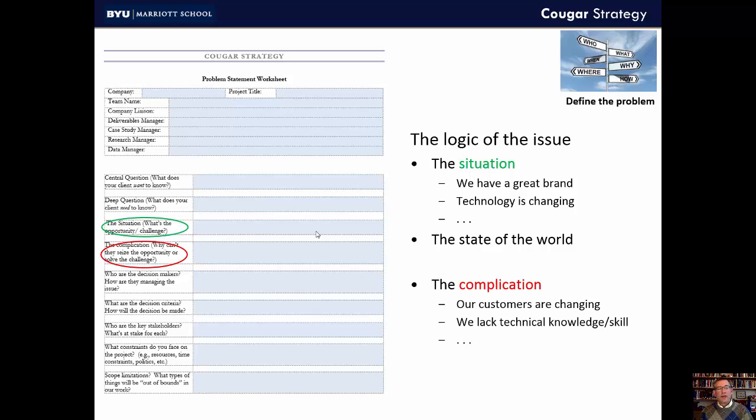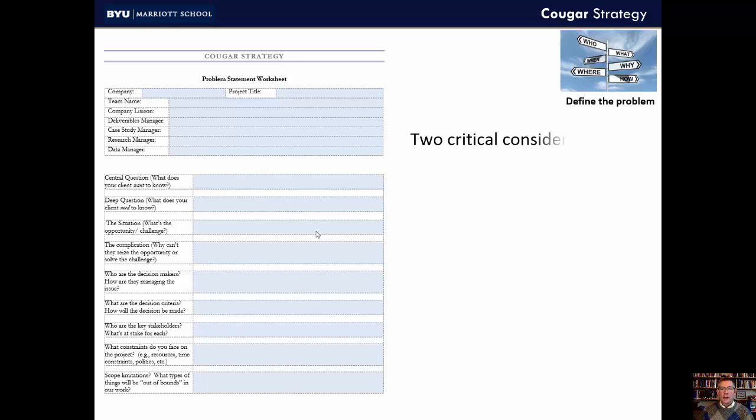Then you need to understand the complication. So we have a great brand. Historically, our brand equity is really high. However, we're now reaching out to a new customer base, and we're not sure that our brand is reaching them. Or technology is changing rapidly, but maybe we don't have the right technological or strategic skills to understand that. The complication is why they need your help. What is it that you're going to help them do? It's overcome that complication.